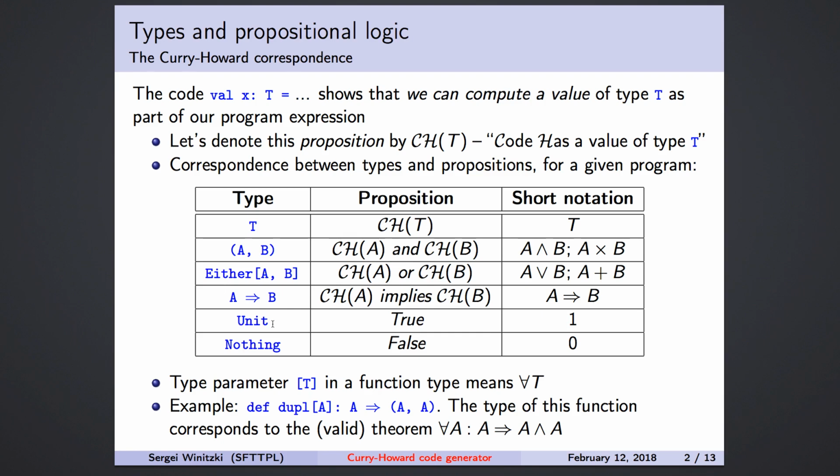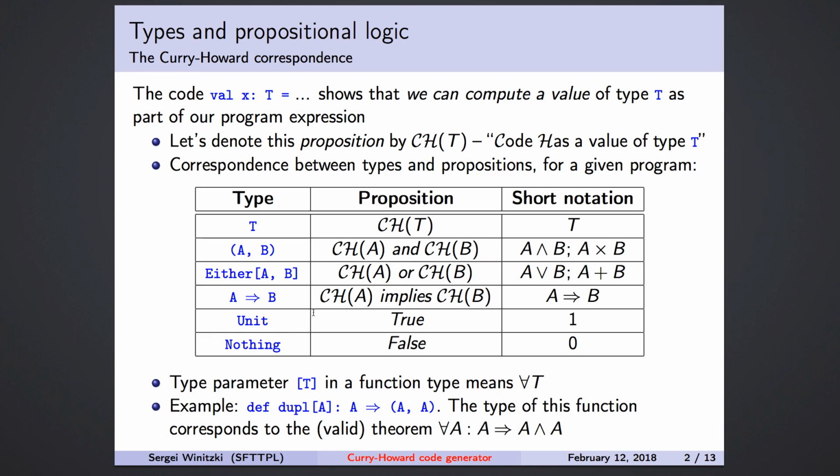Finally, the unit type can always be computed. It does not need any other data to be computed. So this corresponds to a proposition that is always true for every program. It is a true proposition, identically true. And the Nothing type is a type that you cannot compute. You can never compute a value of this type. So the proposition CH of Nothing is identically false in all programs.